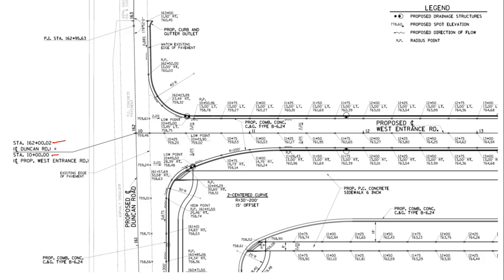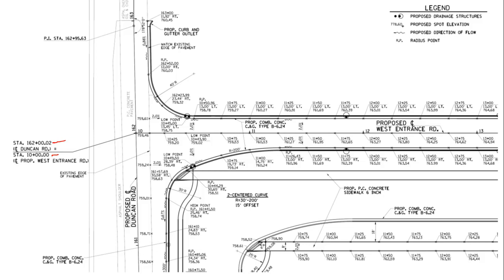So we have a station equation that says on the center line of Duncan Road, station 162 plus 00.02 is equal to station 10 plus 00 on the center line of this west entrance road. That just gives you the correlation between this stationing and this stationing, because this road is going to have unique stationing.